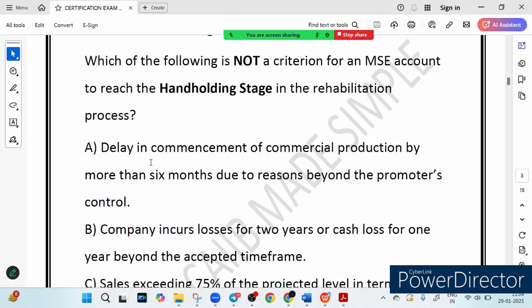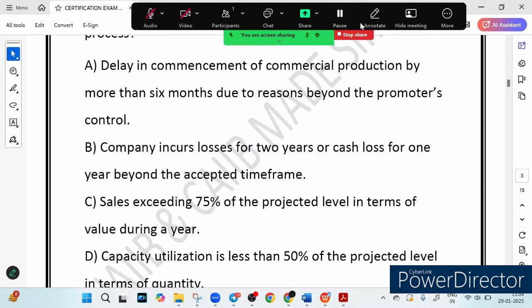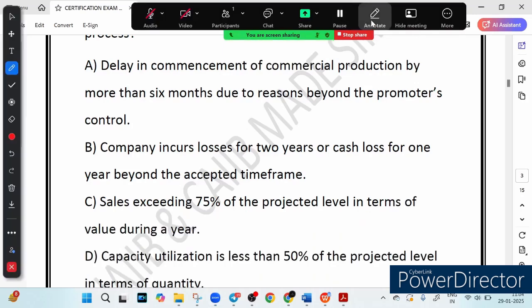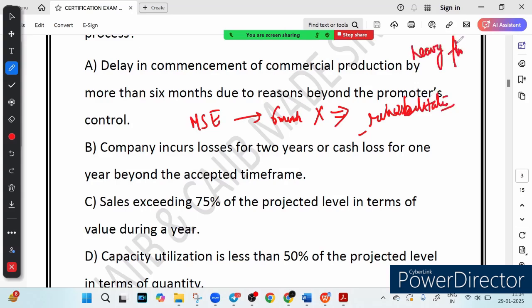So friends, option A says that the delay in commencement of commercial production by more than 6 months due to reasons beyond the promoter's control. So what do you think? This is correct, because if an MSME can't start its operation within 6 months, due to uncontrollable factors like government delay or natural disaster, the account may need support through rehabilitation. For example, imagine an MSE factory delayed by heavy flood. This would automatically qualify for hand holding support, right?